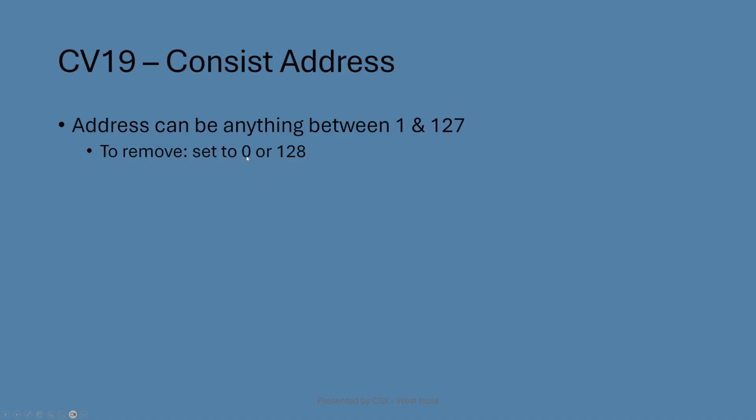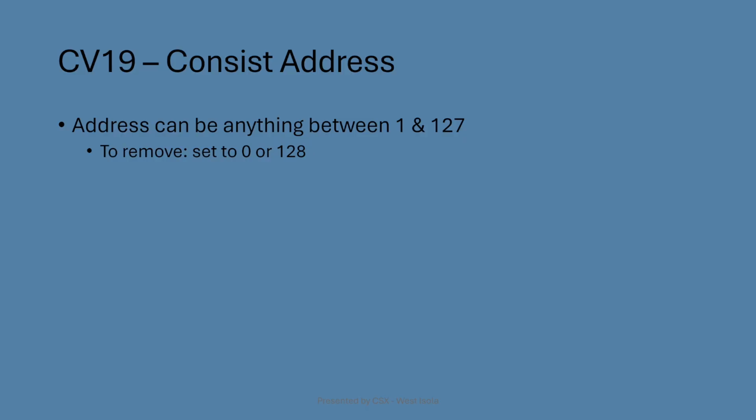So if I want to remove it, by putting a number between 1 and 127 in CV19, you have added it to the consist. At that point, it will stop reacting to its own number and start reacting to the consist address. So if you've got a loco and its long DCC address is 1234, it will do everything in 1234 until you put something between 1 and 127 in CV19. It will now start ignoring 1234 and start reacting to whatever it is you've put into CV19.